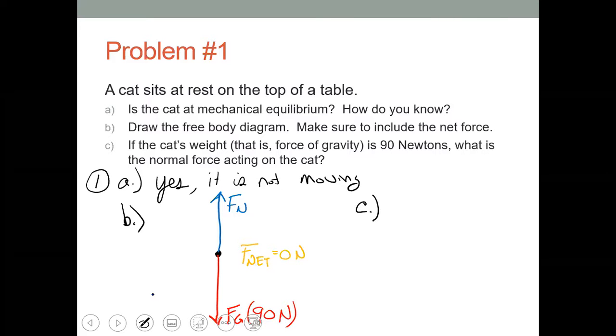90. Yep, good. The 90s have to cancel each other out. So we're going to end by saying, what's the normal force? The normal force is 90 newtons.